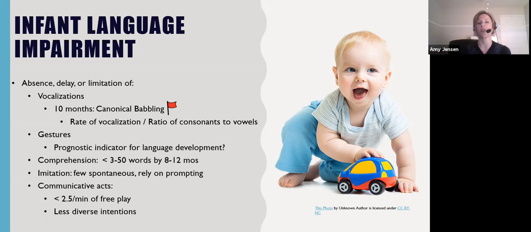That's what we want to see. So if they're not doing it, then that can be concerning. And then those communicative acts I mentioned, requesting, commenting, protesting, we should be seeing on average about 2.5 per minute of free play. So if they are doing less than that, that can be concerning as well. And they may have just a less diverse inventory of intentions. So maybe all they do is protest, and that could be concerning as well.